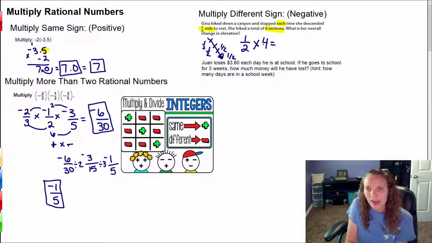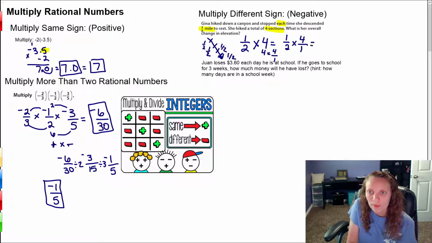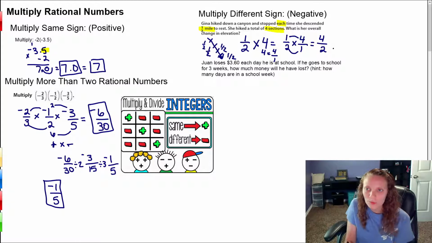Now, we need to rewrite this 4 as a fraction. 4 is the same as 4 over 1, because if you do 4 divided by 1, that's still going to give you 4. So let's change this: 1/2 times 4 over 1. And then remember, we just multiply straight across. 1 times 4 is 4. 2 times 1 is 2. We do need to simplify this.